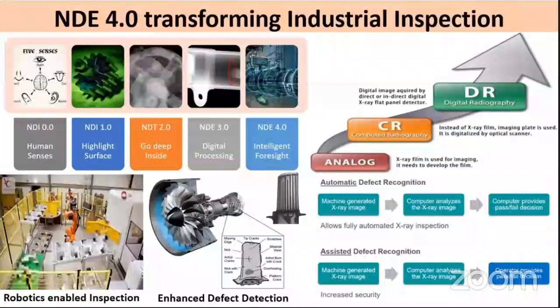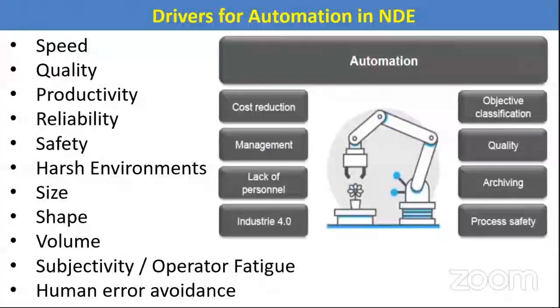This is again the same thing, but the simplest example you could all think of in the NDT world is how we move from film to CR and DR as one example of digitization. And we'll be talking more about that, so I don't want to.